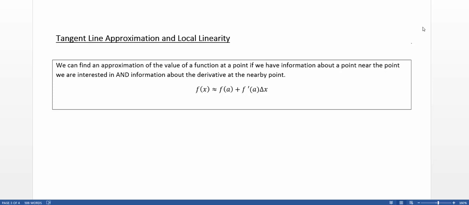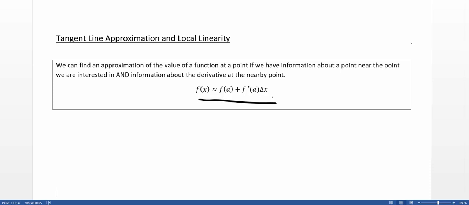So the idea is that we can find an approximation of the value of a function at a point if we have information about a nearby point and information about the derivative of that nearby point. And therefore, we can use the formula f of x is approximately f of a plus f prime of a times delta x. So let's talk about what these pieces mean.